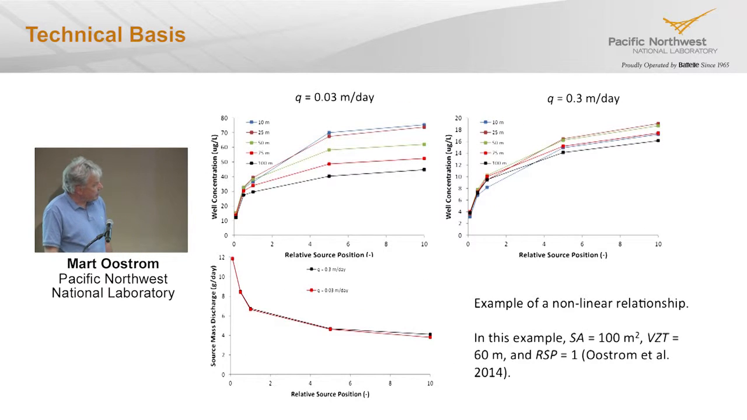So this is an example of a highly nonlinear parameter. That's relative source position. That is, if you look at your left-hand side, that's L1 over L2. So when that number is small, that means that your source is very close to the surface. When the number is high, the source is close to the water table. So when your source is close to the surface, your concentrations in the groundwater are a lot smaller than they are when the source is closer to the water table. Again, you see the much larger spread for the lower velocities than for the higher velocities.